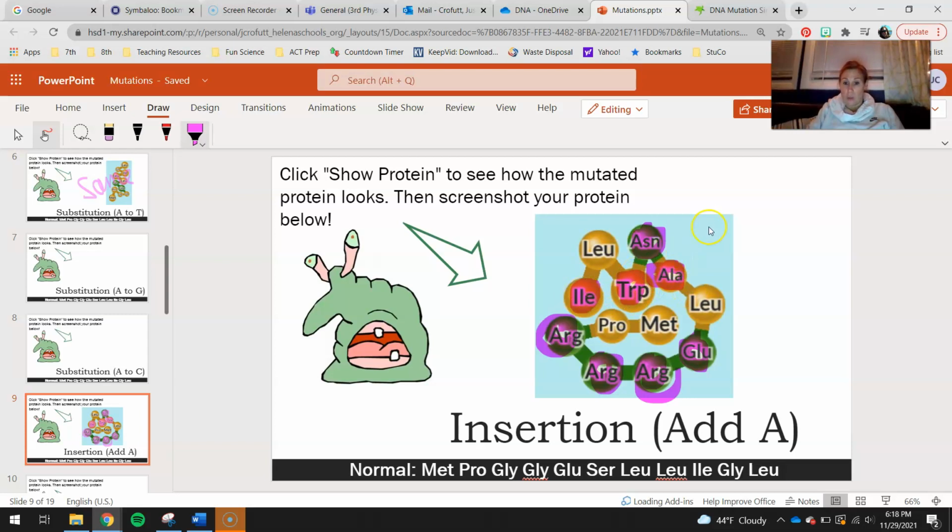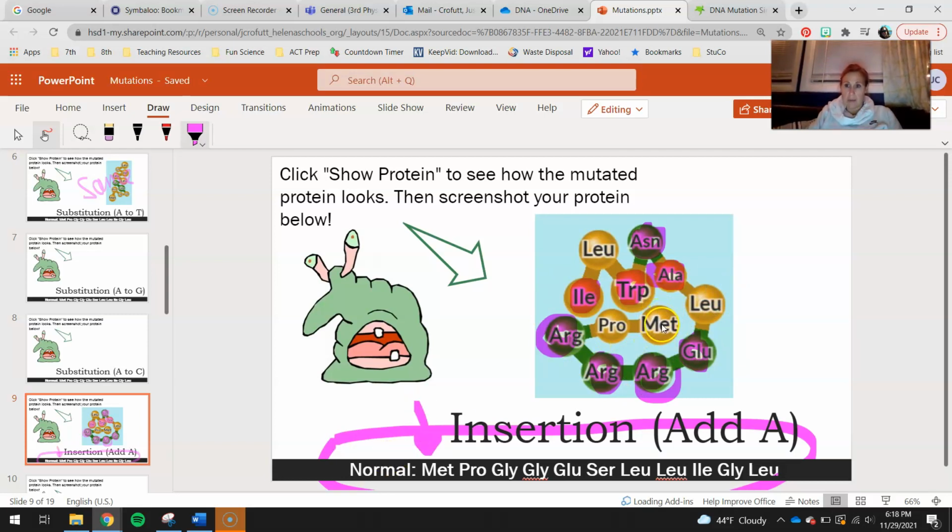So I've highlighted all the ones that are not correct. Again, if you come across any of these where you insert a letter and it's the same, you would just write same. Highlight what's different on this. Compare it to your normal chain right down here and highlight where you see differences. Remember, you're always starting with methionine or MET.